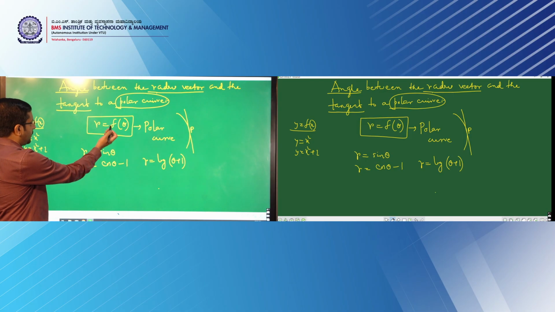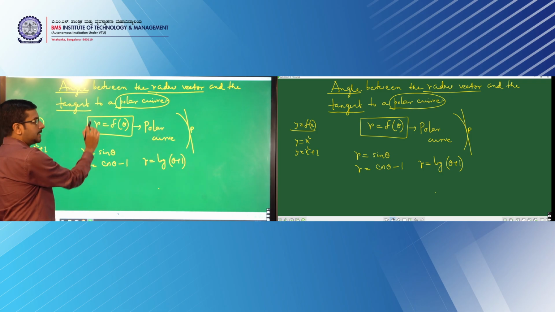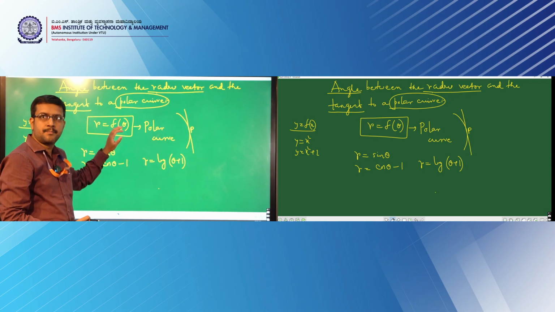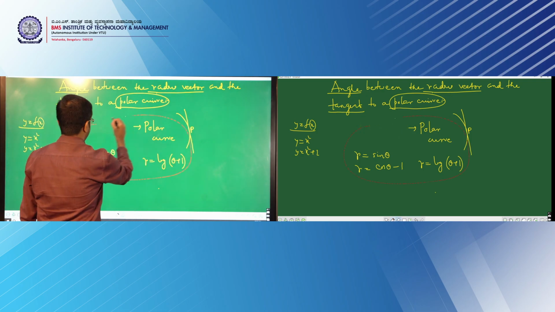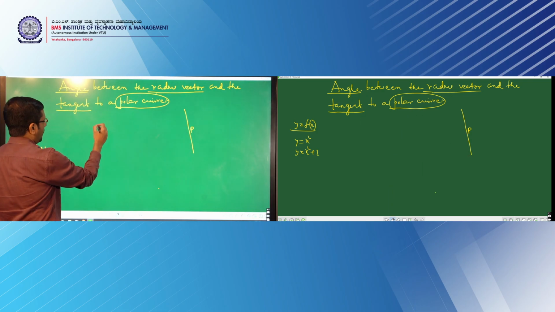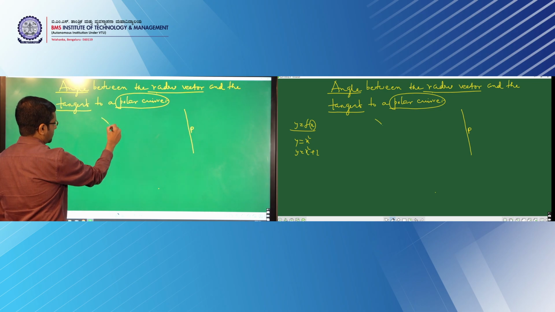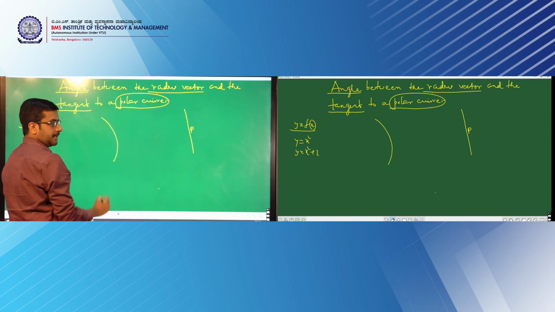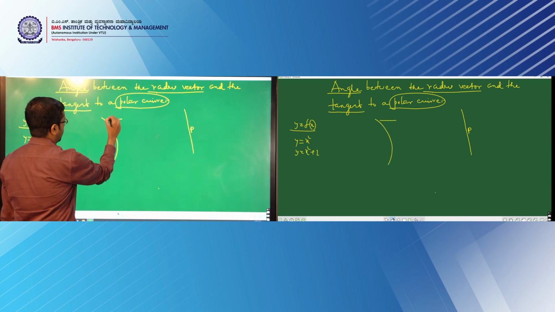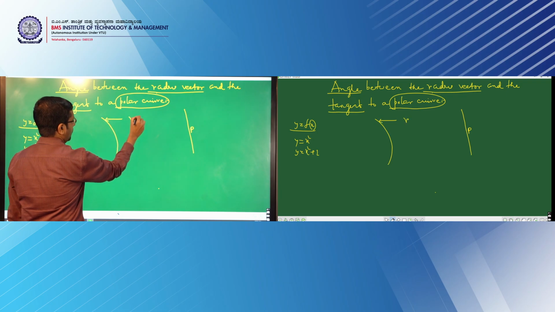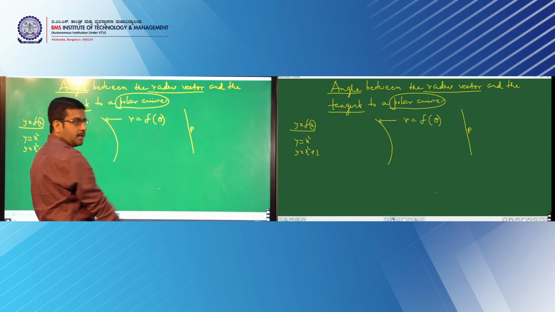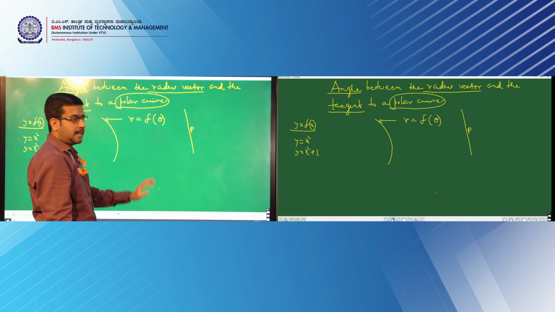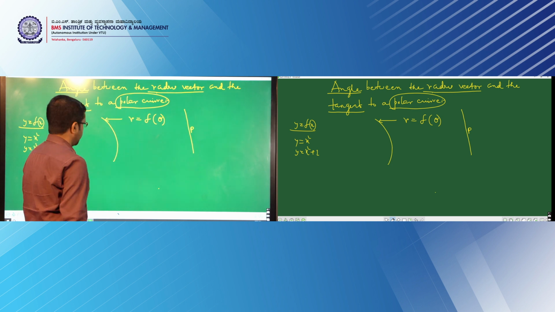Now what we need to find? First we will show the tangent to the polar curve. The figure is very important for this theorem. So first I will draw the figure. Now I am drawing a polar curve. Suppose any polar curve I am taking. This polar curve I am representing as r equal to f(theta). We don't know the exact form of this f(theta). We are taking any arbitrary curve r equal to f(theta).